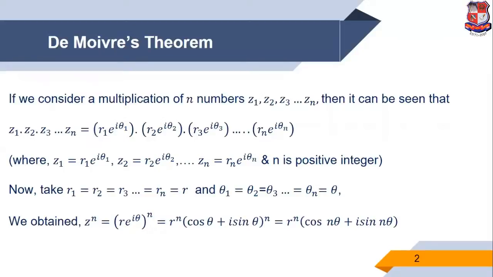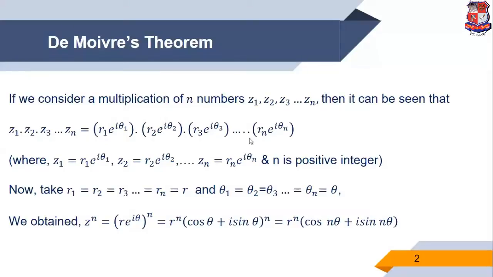We also discussed in the previous lecture how to define a complex number in polar coordinates. So we know that z is equal to r into e raised to i theta. Similarly, first we take a complex number z1. The polar form of z1 is r1 into e raised to i theta 1, z2 is r2 into e raised to i theta 2, and so on, up to rn into e raised to i theta n, where n is a positive integer.